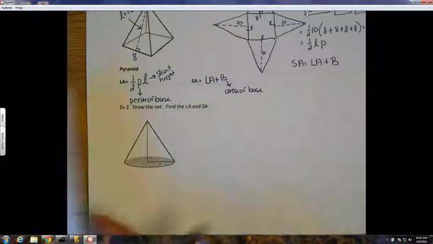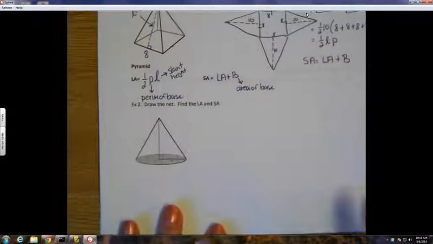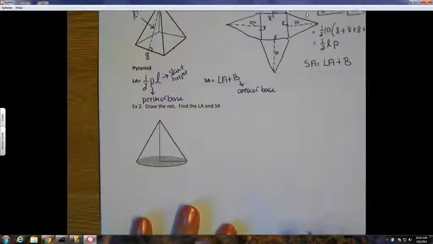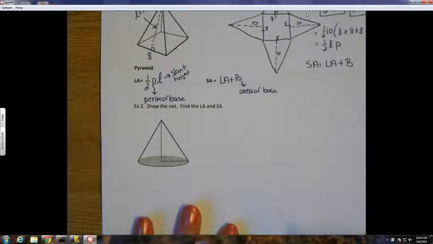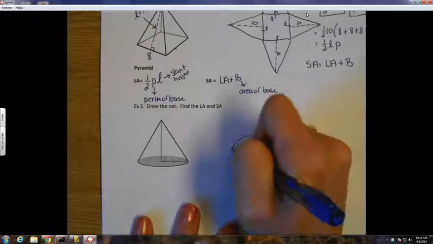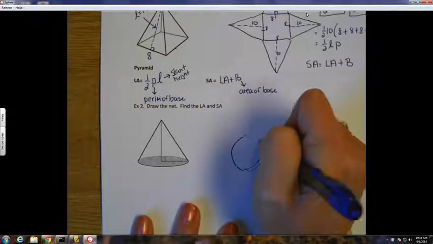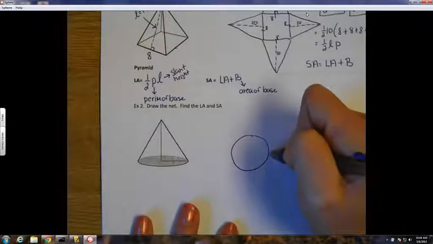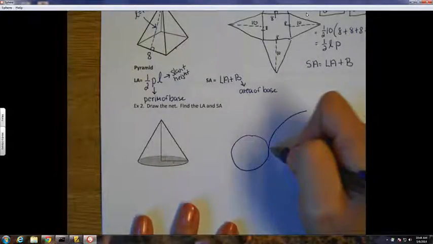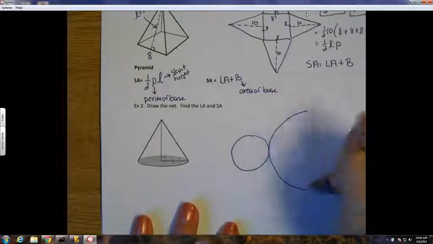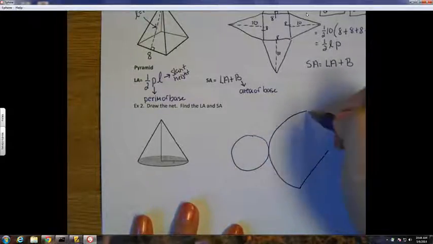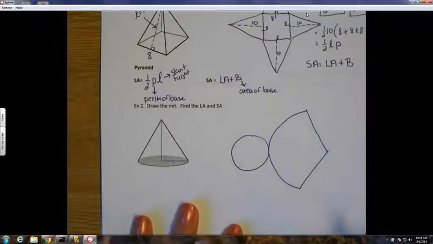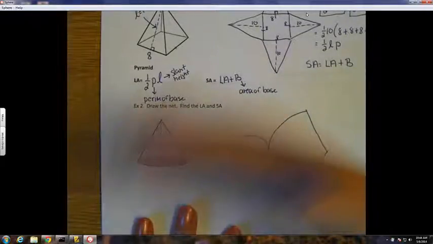Okay, the cone. What's the net look like for the cone? Circle with an oblong shape. Yeah, that kind of pie piece. Kind of looks like a piece of pie. And then it comes to a point here. Kind of like a baseball field. Yep. Home plate, the line's going out, outfield fence. Yeah, I definitely see baseball.